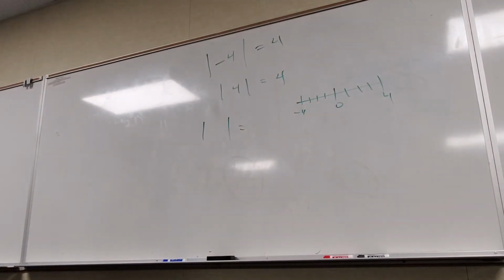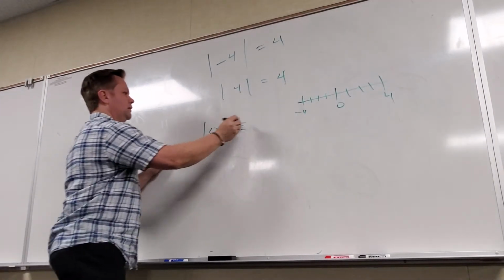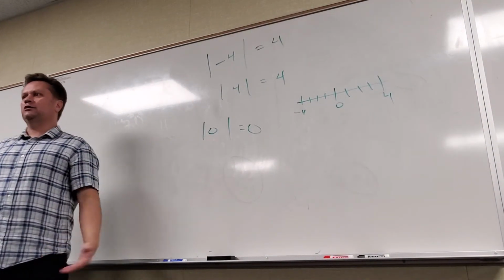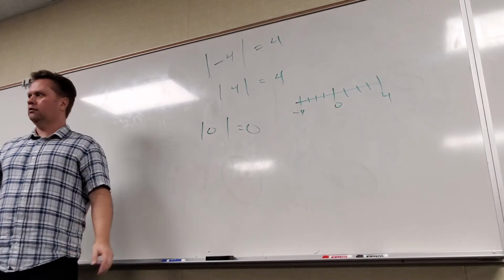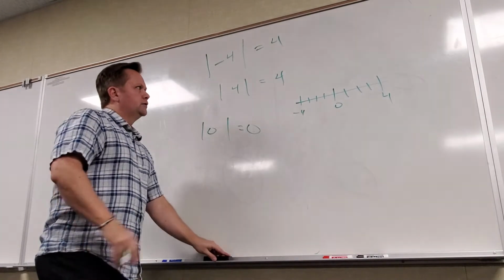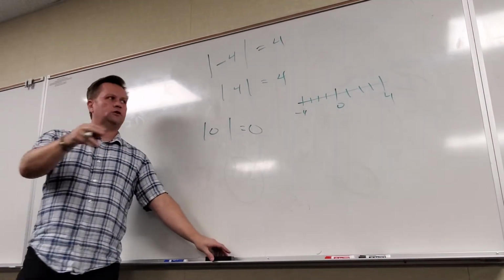Ooh. 0, because 0 is technically not positive or negative. So it's kind of stupid, right? 0 is 0 away from itself. Okay. I like it. So is that all right? You're going to see some absolute value stuff. So what if I had this?